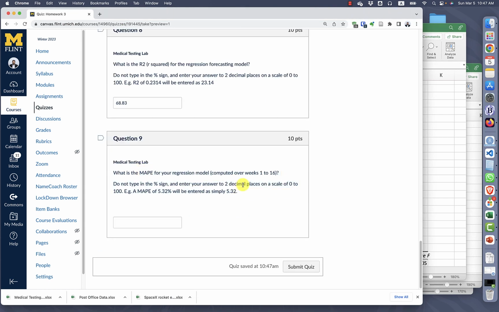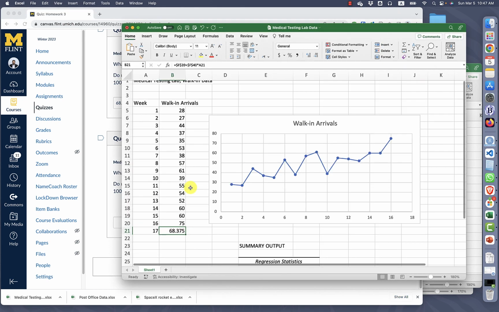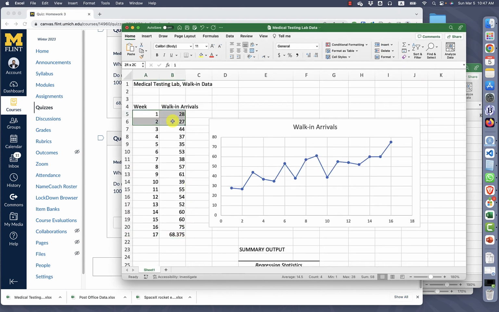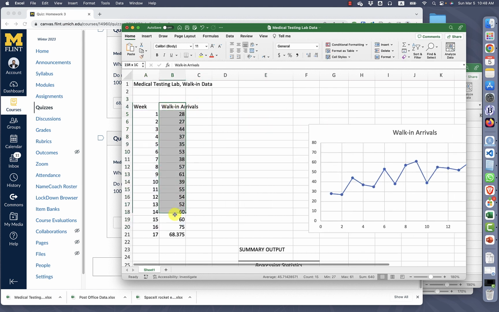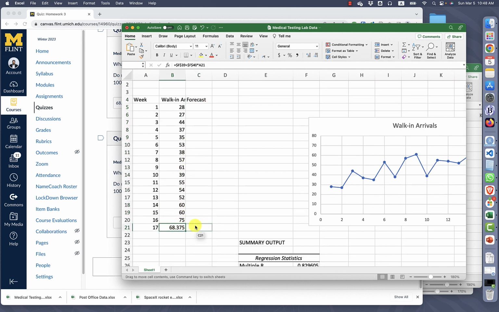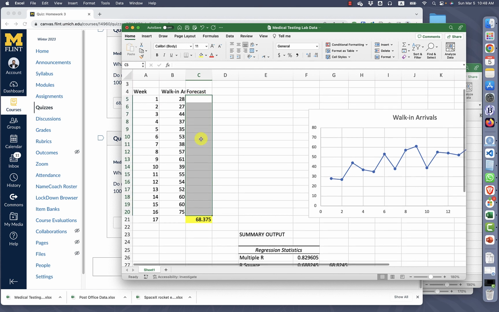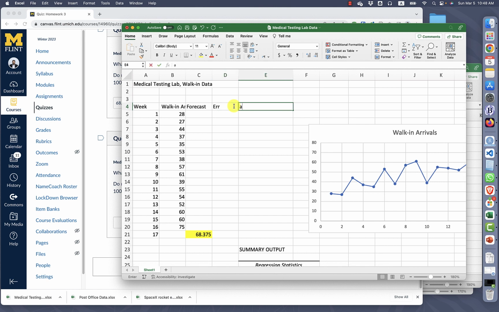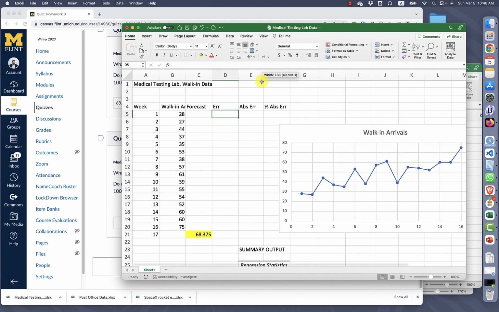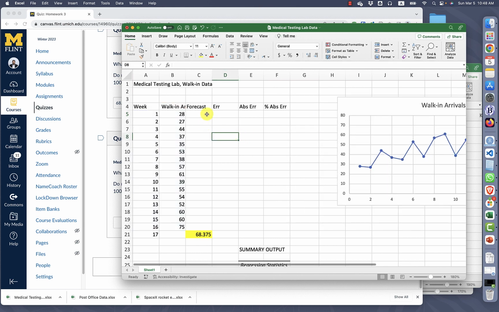Okay, what is the MAPE for the regression model? Compute over weeks 1 to 16. Okay, so we have to compute the MAPE for weeks 1 to 16. To compute any error statistics, we need to know the actual demand and the forecasted demand. So what's our forecast? And I'm going to move this to the forecasted column, because week 17, this is not the demand, this is actually the forecast, right? So first I have to calculate the forecast for weeks 1 to 16, and then I can compute the error, the absolute error, the percentage absolute error, and then the average of the percentage absolute error will give me my MAPE.